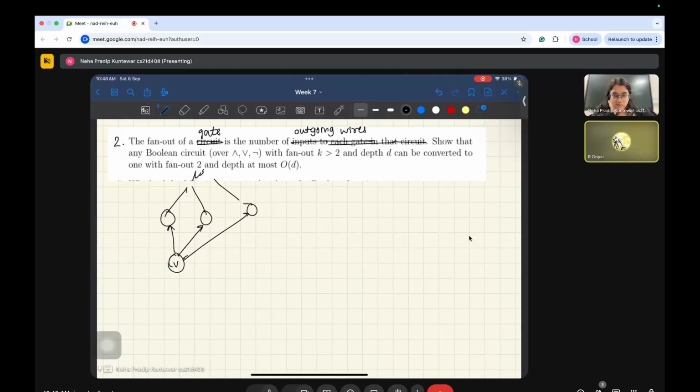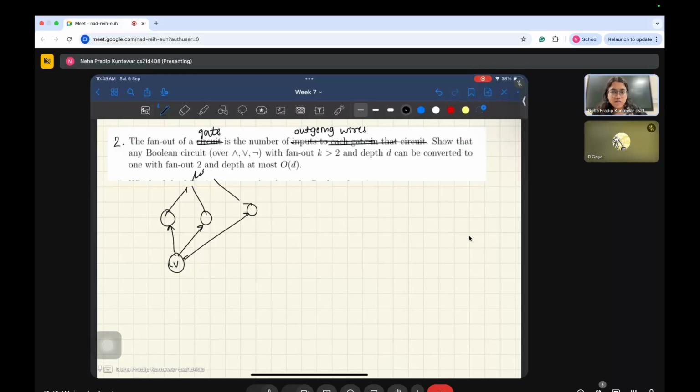So is this not a valid argument? The outgoing edges of one gate will become the incoming edges for another gate. And since for the incoming edges we just showed that this can be done in the depth of the order of d only, this argument holds true for the outgoing edges as well.